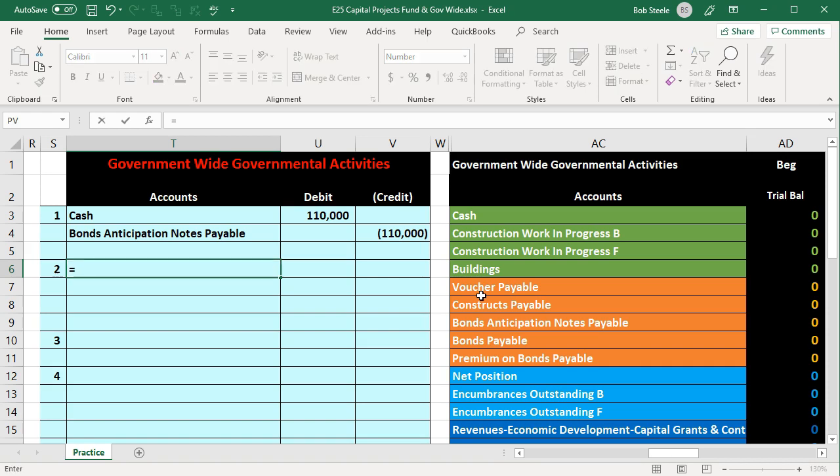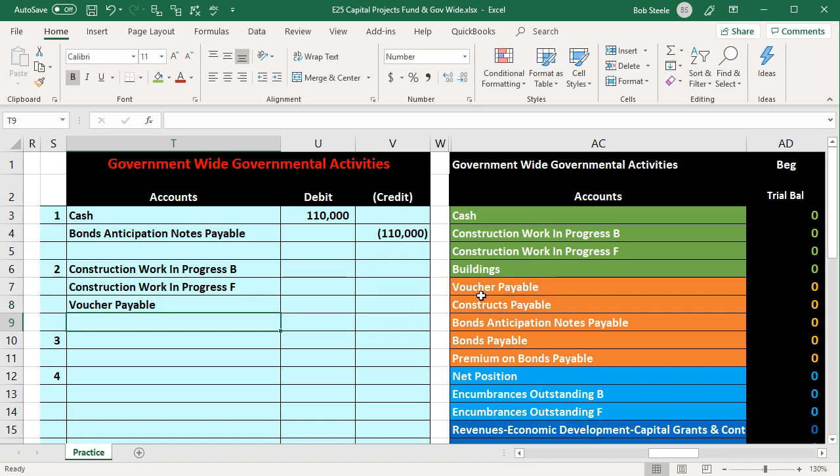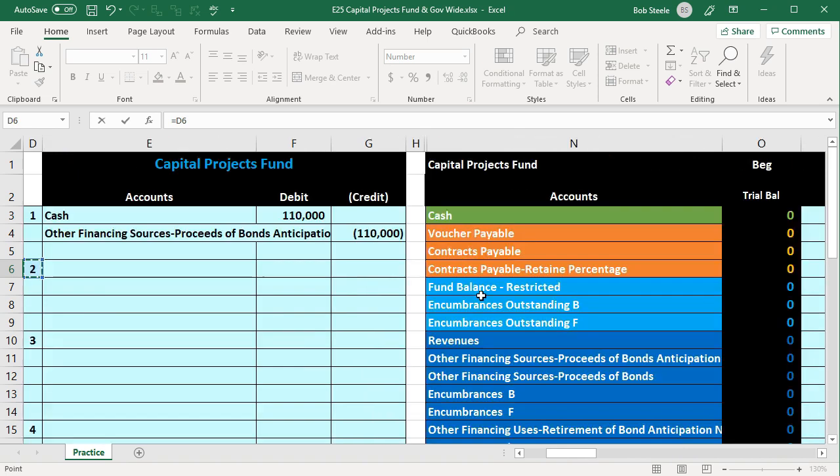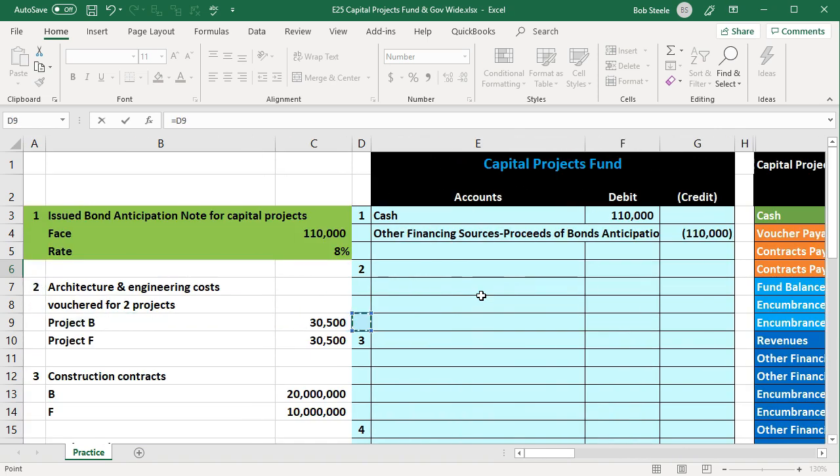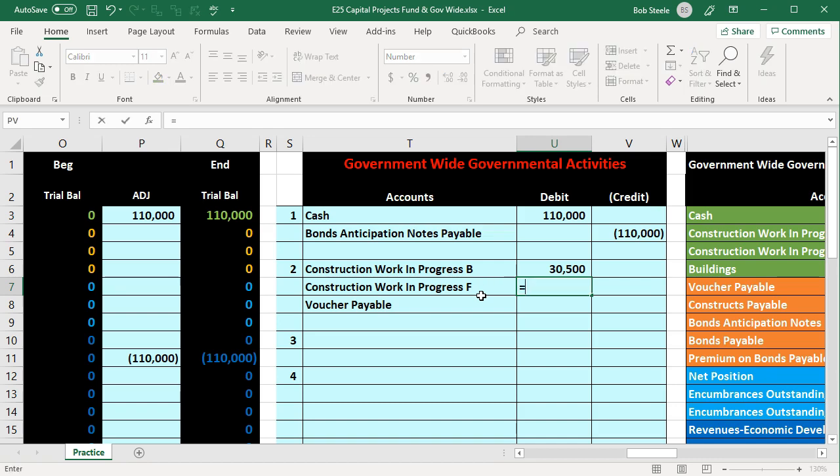Okay, so we're going to debit the construction work in process for the related projects, which is Project B and F. And then the other side is going to go into the voucher payable, because now we have these contractors that we're going to pay. When we pay them, we're going to credit the cash or the payable at this time, and then we're going to put the other side into the construction work in progress, the asset account. So that's going to be the $30,500 on the debit, and on the credit, I'm going to say negative sum is going to be our plug formula on the other side, picking up the other side, that being the $61,000.